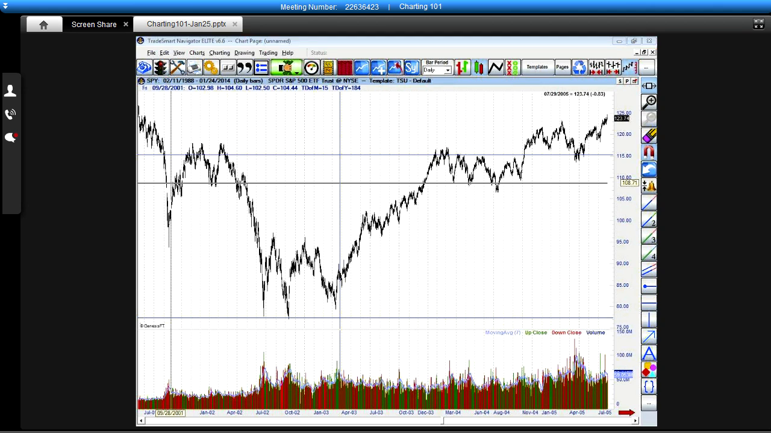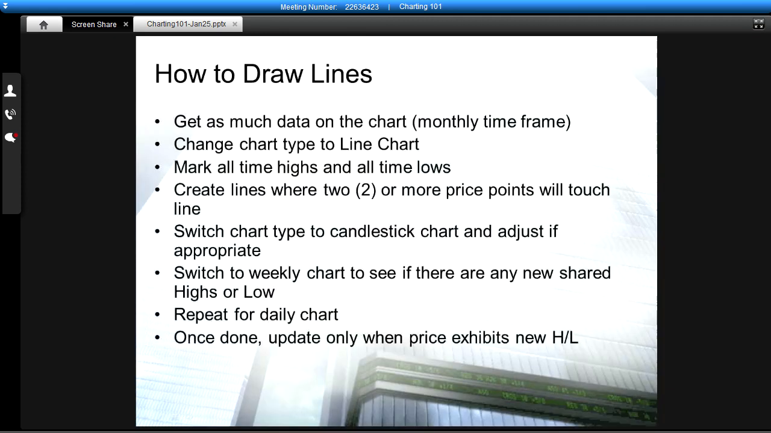So how do you go about drawing these different highs and lows? Well, one of the ways that I was shown is to get as much data on the chart as you can. I typically start off with a monthly time frame, and then I change it to a line chart. This just allows me to see the highs and lows based on the closes. Then I mark all of the all-time highs, and then I go back and mark all the all-time lows. And then I start creating lines in between to show where there were 2 or more price points which touched that line.